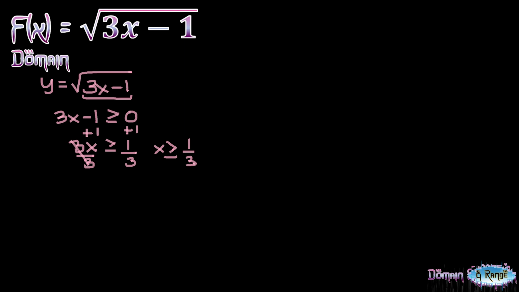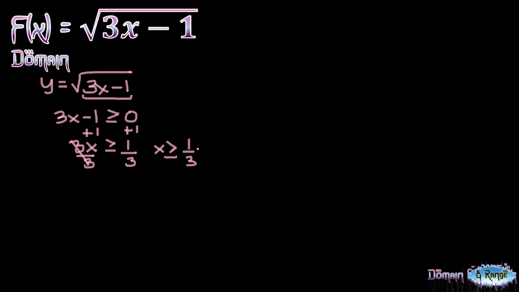Imagine a value less than 1/3. Let's say 0, because 0 is less than 1/3. 3 times 0 is 0. 0 minus 1 is negative 1. Hence, the square root of negative 1 is imaginary. So 1/3 is the smallest possible value for x.